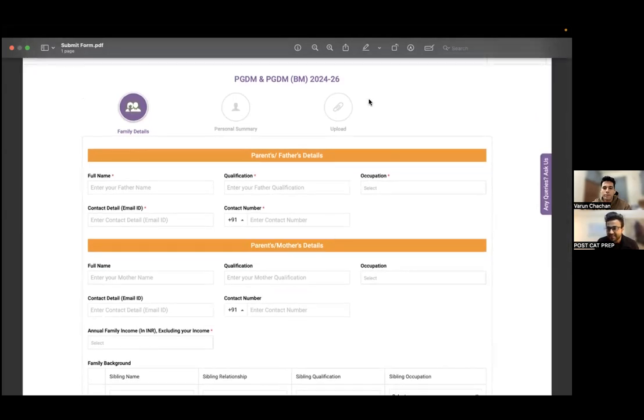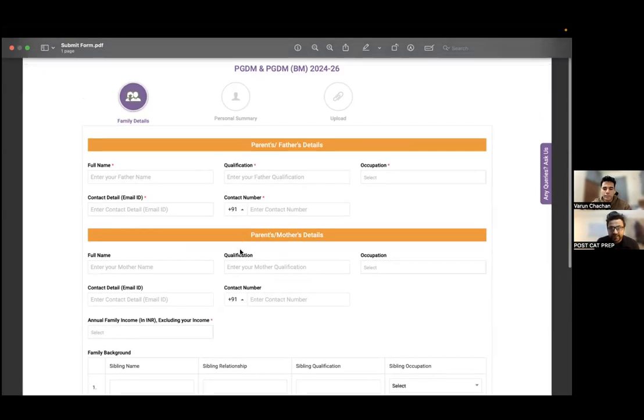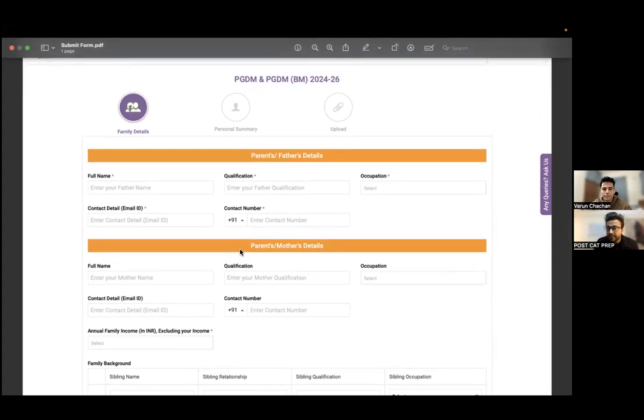And today we are going to look at the SPJIMR form filling process, particularly the Form B part of it. Form B, guys, is a very, very important part. Do fill in this form very diligently and carefully because your interview is going to be based primarily on Form B. Form A is also there, but Form B is more important from the interview standpoint.